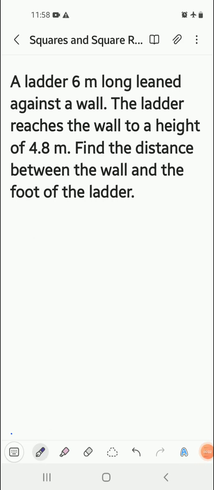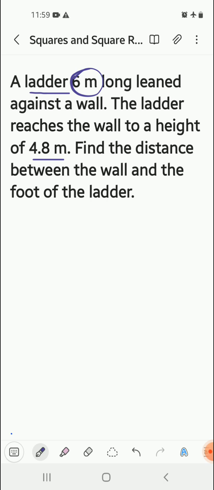Today's topic is square and square root, where we're going to solve another problem from this chapter. The question given to us is that a ladder is 6 meter long, leaned against a wall. The ladder reaches the wall to a height of 4.8 meter. Find the distance between the wall and the foot of the ladder.